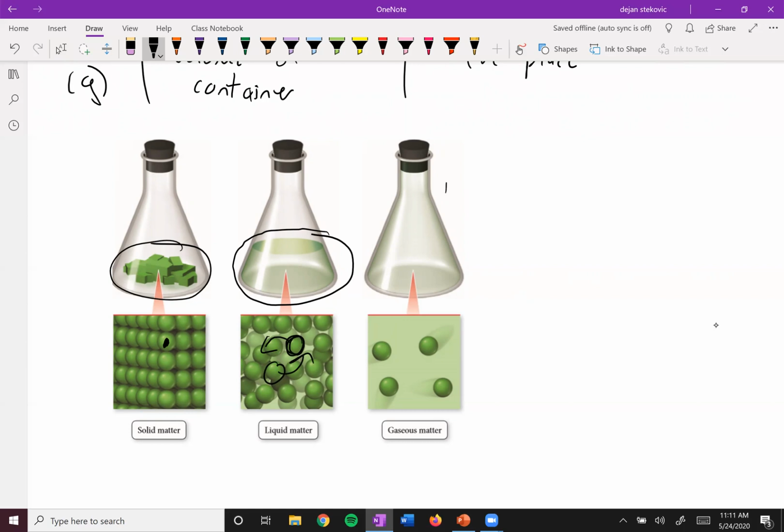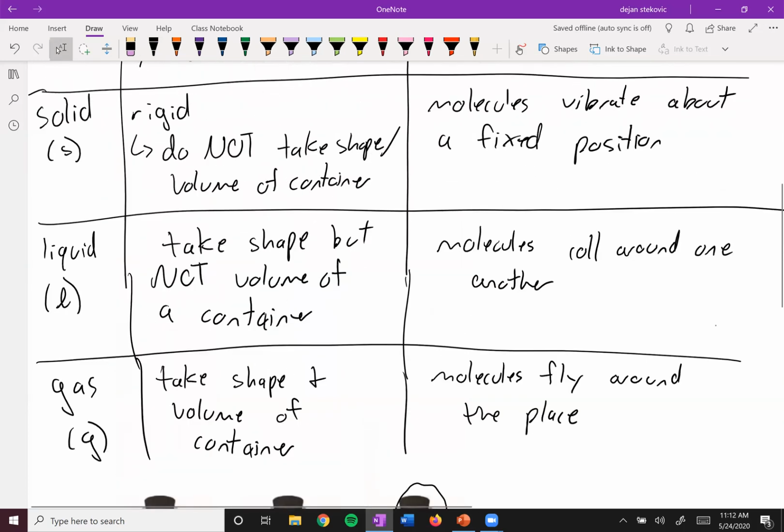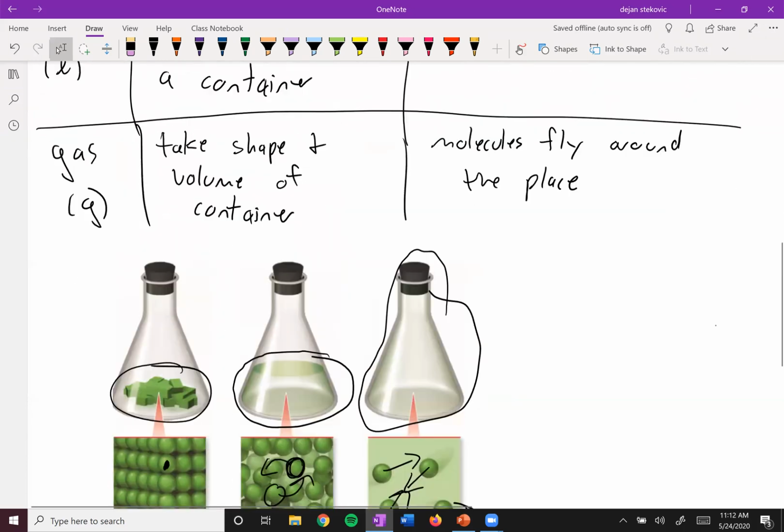And then finally, we have the gaseous state. You can see that the gaseous state has taken the shape and the volume of the container, and that these molecules are just flying around all over the place, maybe colliding with one another, colliding with the walls as well. Those are the three main types of matter. You want to know them pretty well, know the macro explanation and the intermolecular explanation.